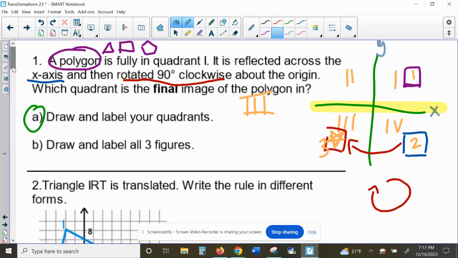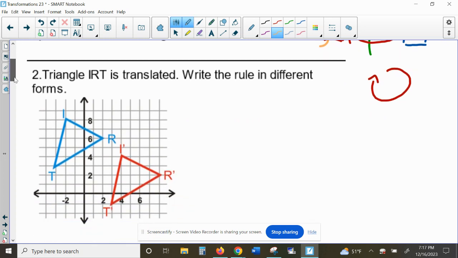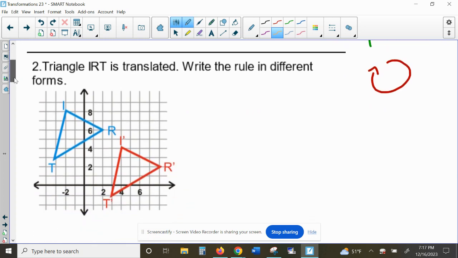So we have a triangle. IRT is translated. Write the rule in different forms. So that means, remember, you're going to take a look at this. Our original triangle is this yellow one, IRT. We can tell, even if they didn't tell us, because remember the primes is going to be the image. So this is going to be our second one.